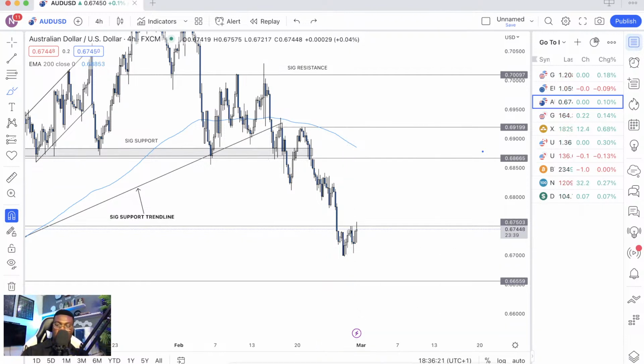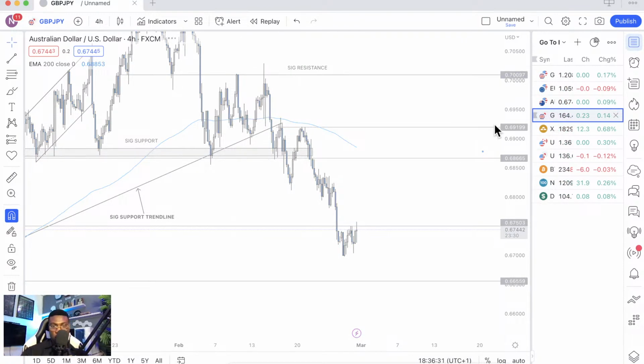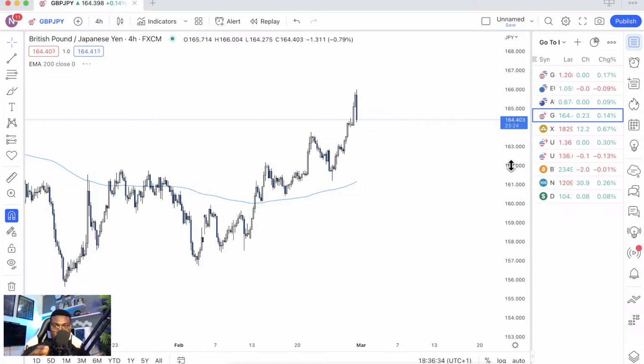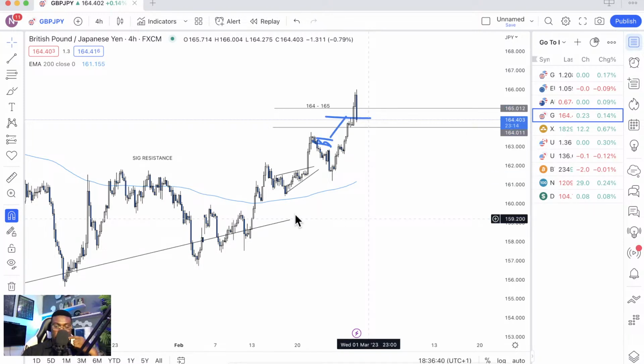So that's my thoughts on possible directions on the Aussie dollar markets. We are going to look at GBP JPY, which is the pound yen. We looked at this pair last week and we also considered the possibilities of the pound yen breaking. I think we had some drawings here. It's going to load up in a bit.